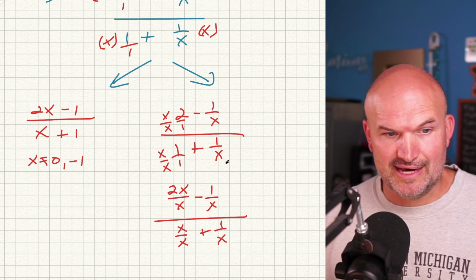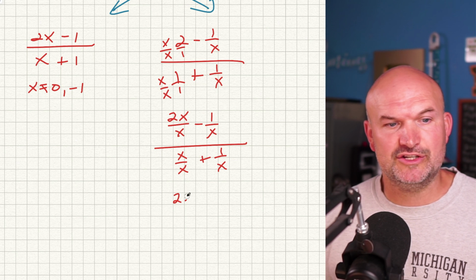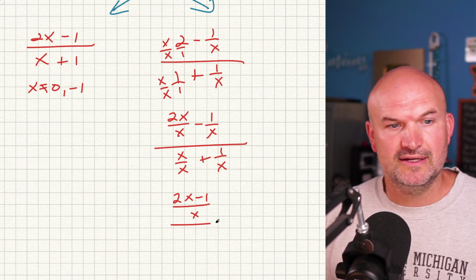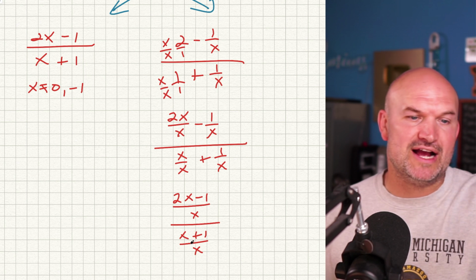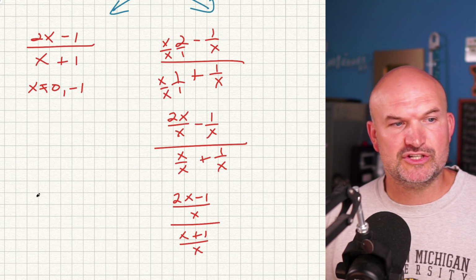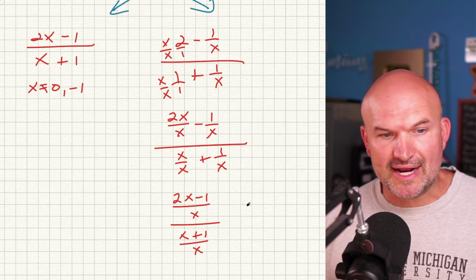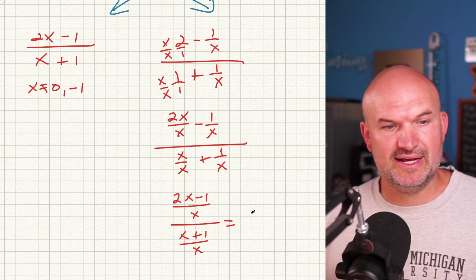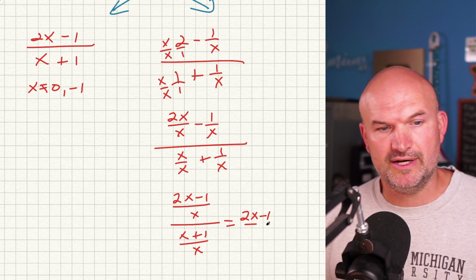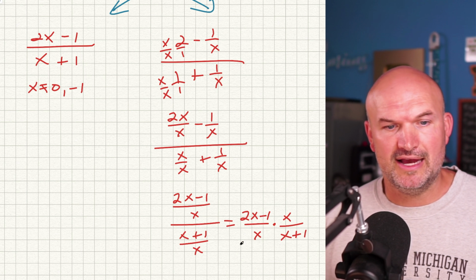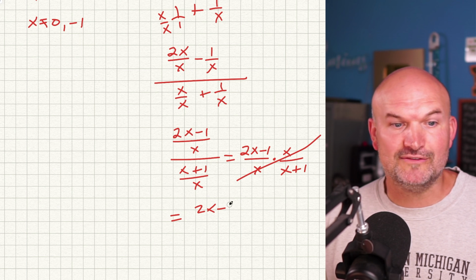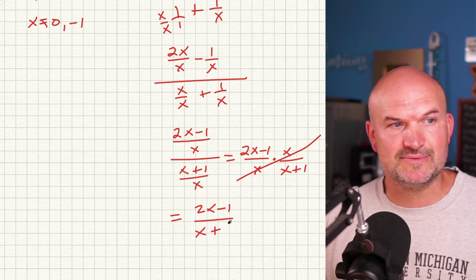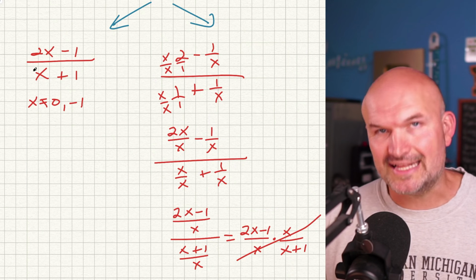Now I can combine them, and what that's going to give me is 2x minus 1 over x divided by x plus 1 over x. And now you can see I have a fraction divided by a fraction, and I'm just going to rewrite that as the product. So I can rewrite this as 2x minus 1 over x times x over x plus 1. And obviously those are going to divide out. So it's going to leave you with the final answer of 2x minus 1 all over x plus 1, which, ladies and gentlemen, is exactly what we had here.